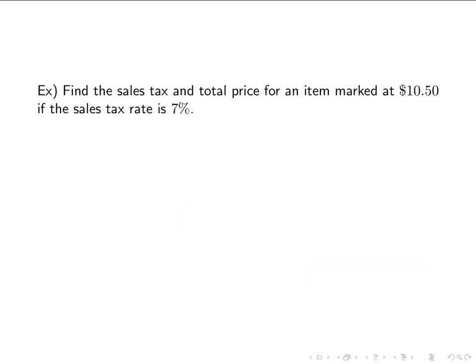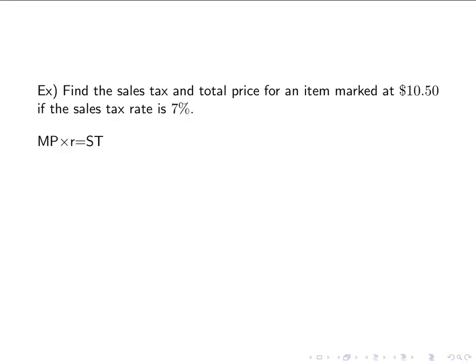So for our first example, we have: find the sales tax and total price for an item marked at $10.50 if the sales tax rate is 7%. So we're looking for ST and TP. We know MP, the marked price, and we know R.